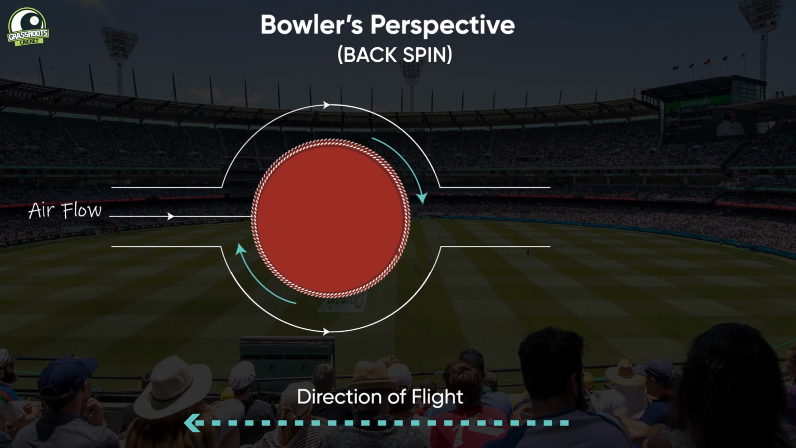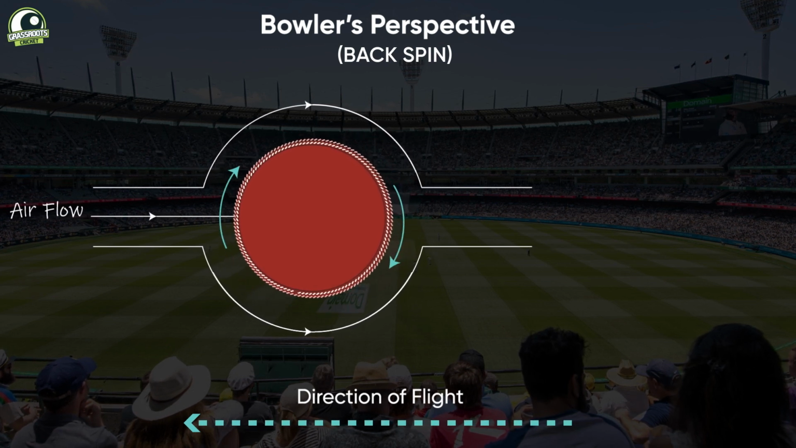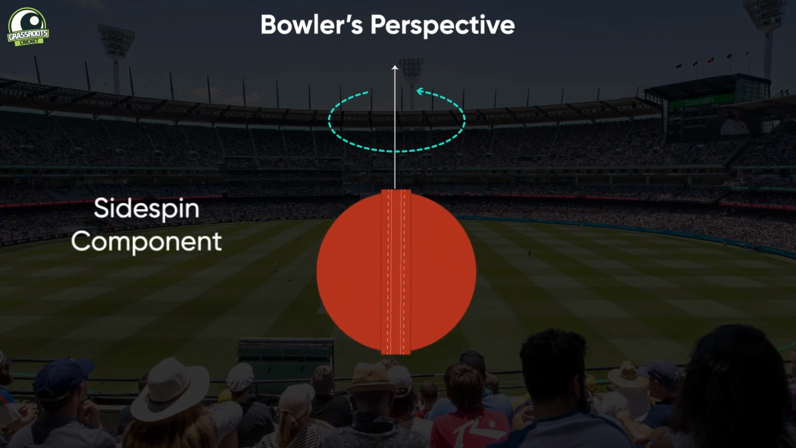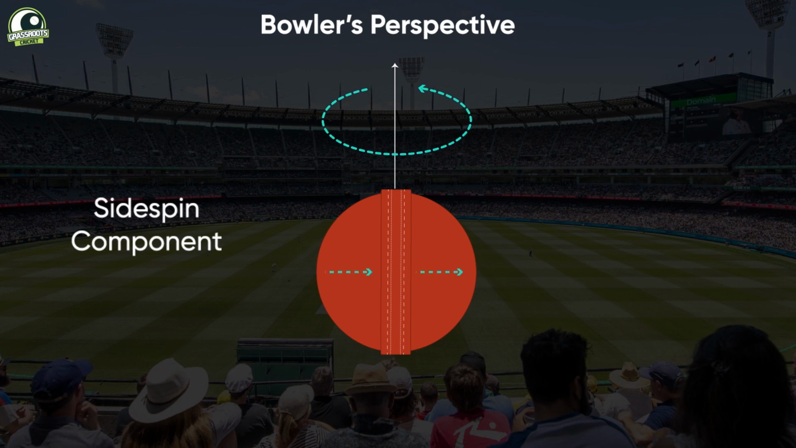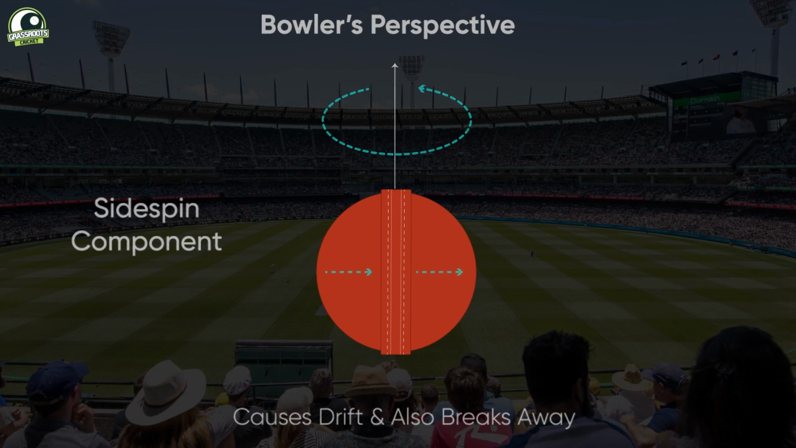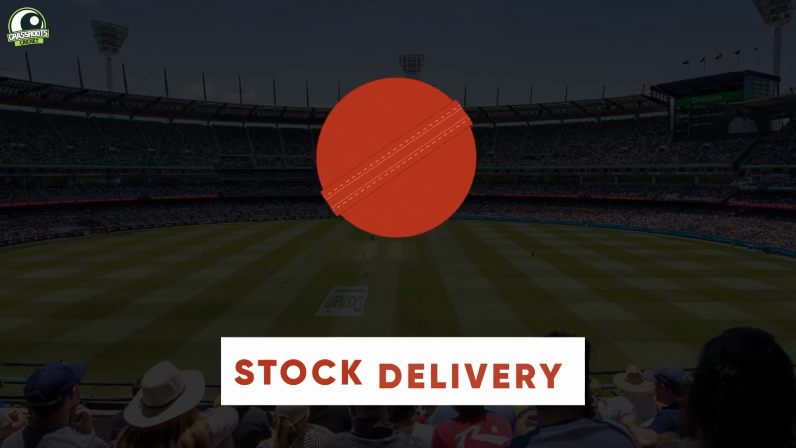In both of these situations, the axis of rotation is horizontal. If this is shifted to being vertical, side spin is achieved. Side spin introduces sideways movement to the ball while it is in flight, also known as drift, which allows the ball to break after it bounces off the surface. A bowler's main delivery is called his or her stock delivery.